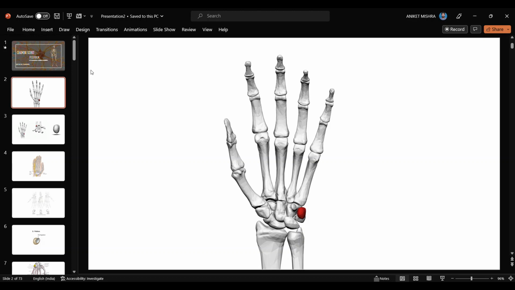It bears an articular surface for the triquetrum and forms the pisotriquetral joint, and it provides attachment for two muscles and three ligaments.